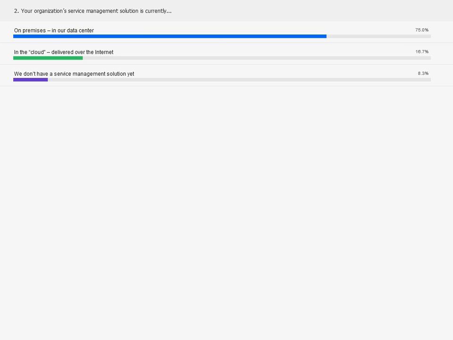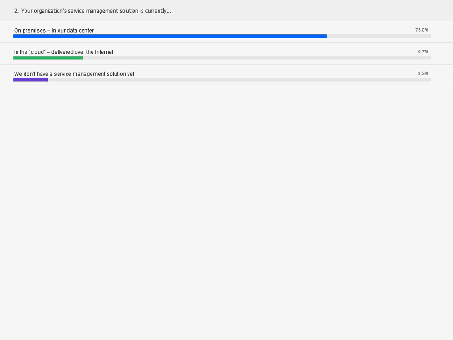About 75% of you say that your solution is on premises. It's in your own data center. Very interesting to see that much of a group. In the cloud, only about 16.5% of you, and just over 8% don't have a service management solution yet. So part of the reason you're here today might be to think about whether or not you want to get one. That's a good reason to be here.